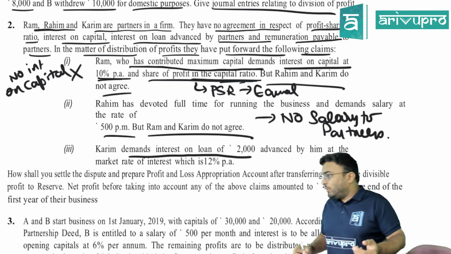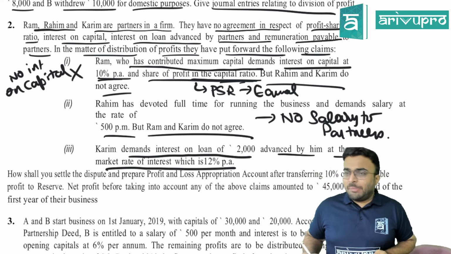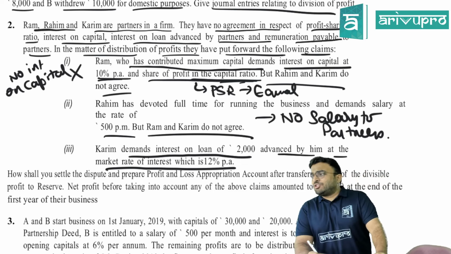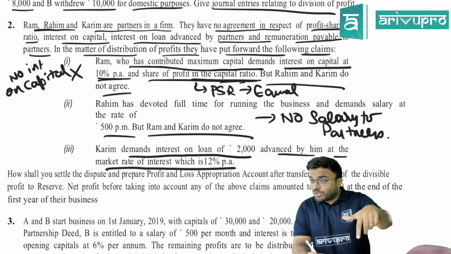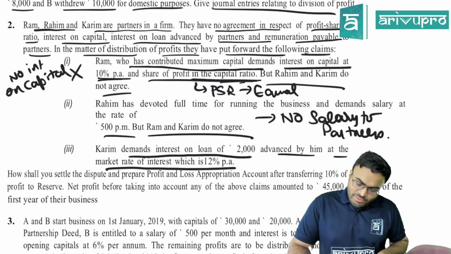Karim has given a loan to the firm, advanced by him at a market interest rate of 12%. Can we give interest to Karim? Yes, we can give interest to Karim. But how much can we give? We can give interest only at the rate of 6%.